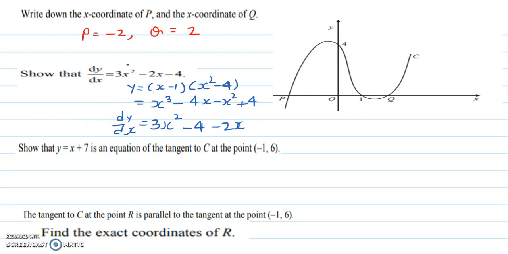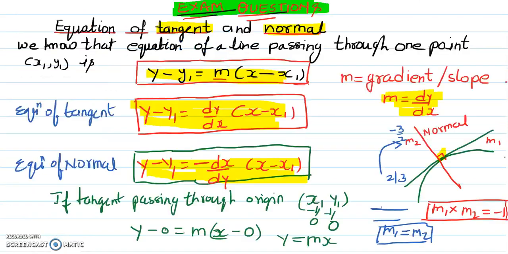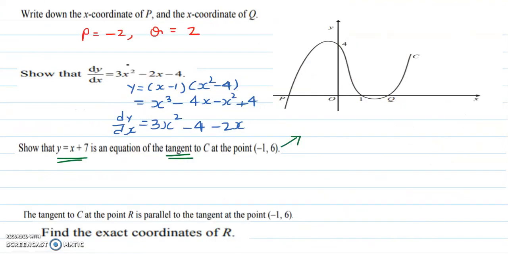Now the C part: show that y equals x plus 7 is the equation of the tangent. So basically you need to calculate the equation of the tangent here. The formula for the equation of a tangent, if you remember, is y minus y1 equals dy by dx times (x minus x1). So we are going to solve using this.